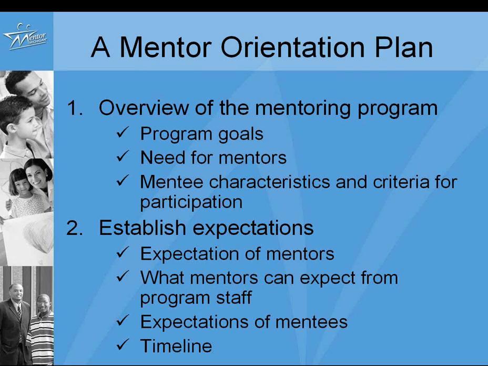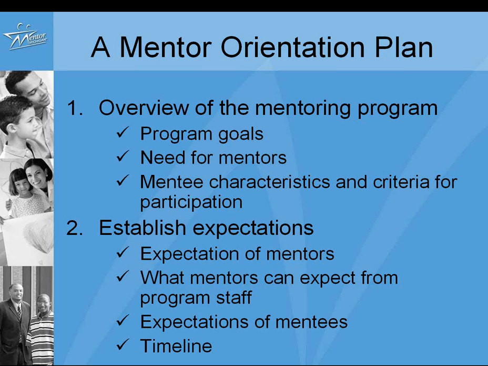You should explain the expectations of the mentees, including their commitment to the program, willingness to follow the rules, and other things. So some of the stuff that you go over with the mentees during their orientation, you'll want to share with the mentors as well.